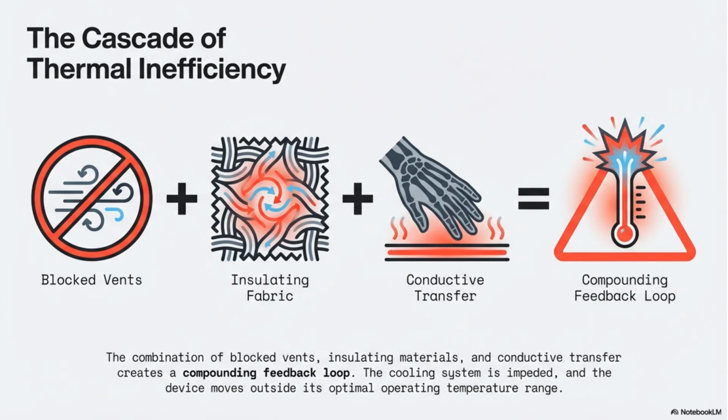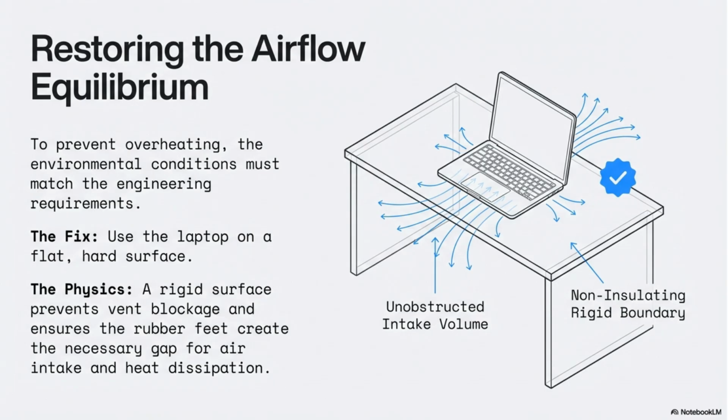The combination of blocked vents, insulating materials, and conductive transfer creates a compounding feedback loop, leading to a cascade of thermal inefficiency. The cooling system is impeded, and the device moves outside its optimal operating temperature range. To prevent overheating and restore the airflow equilibrium, the environmental conditions must match the engineering requirements.